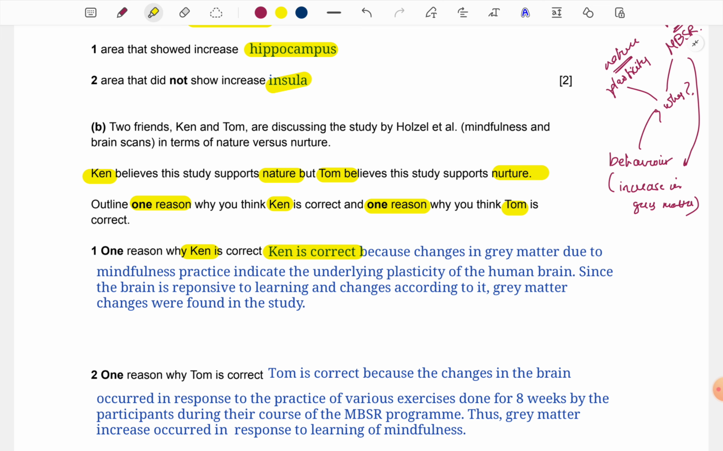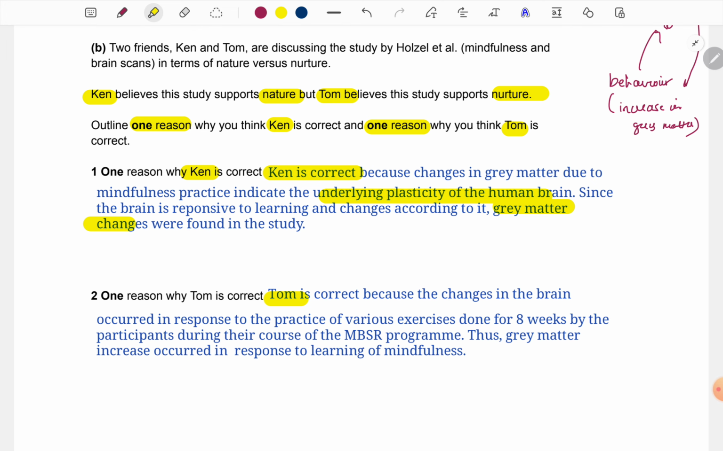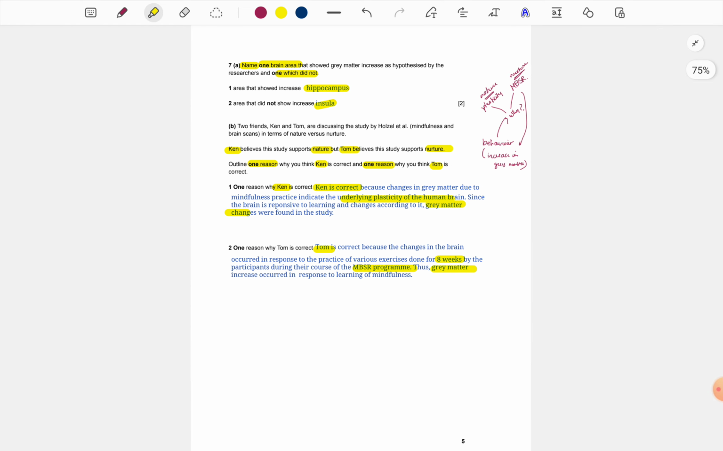So one reason Ken is correct is because, like I just explained, there is underlying plasticity of the brain, which is reflected in gray matter increase after any type of practice. And one reason why Tom is correct is because the participants did undergo 8 weeks of MBSR, and because of their practice of the MBSR program, there was a change in gray matter. If it was only a matter of plasticity, then it's not that automatically the brain is growing. The person is having to engage in some practice, then only it's happening. So the nurture side will always be about some type of learning.